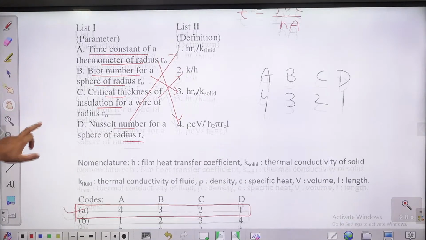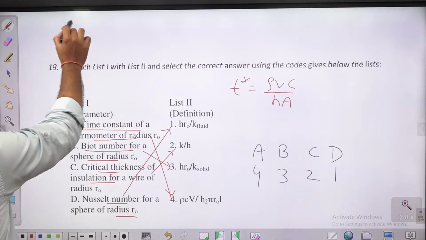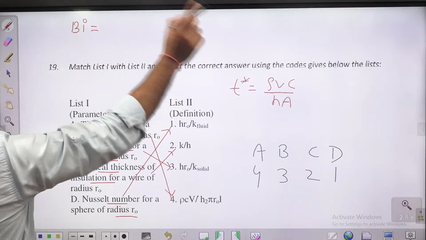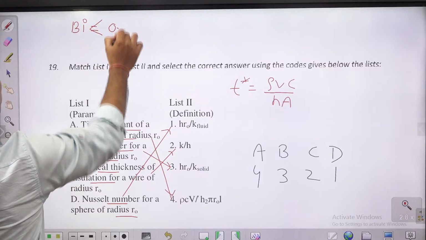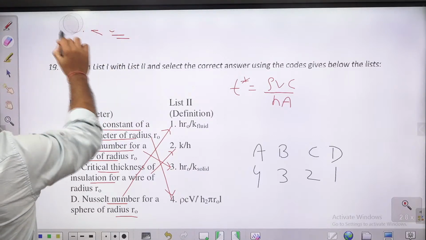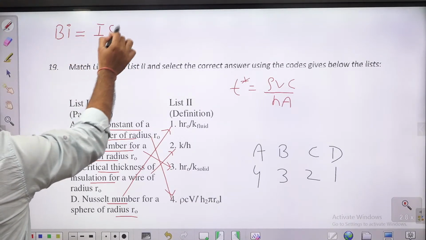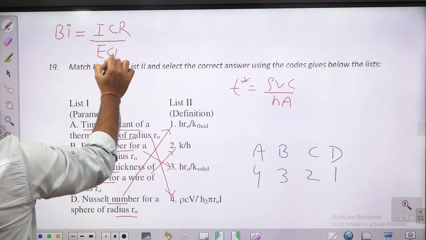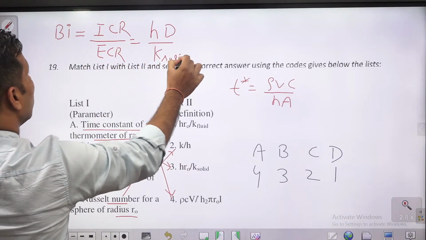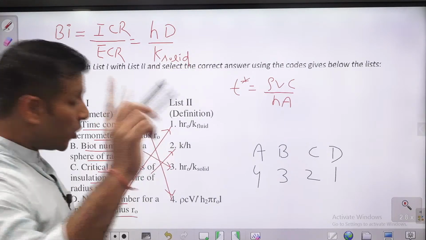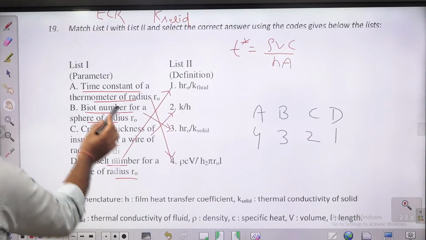I hope you know the difference between the Nusselt number and Biot number बच्चों. Biot और Nusselt number both are very important. Biot number we use in the transient heat conduction. Biot number less than 0.1 तो क्या होता है हमारा? Lumped analysis क्या होती है हमारी? Applicable होती है. और Biot number क्या होता है? Internal conduction resistance to the external convection resistance. So it is nothing but hD by k, where k is the conductivity of solid, whereas Nusselt number is a ratio of Q convection to Q conduction. So in Nusselt number you have hD by k, where k is the conductivity of fluid.